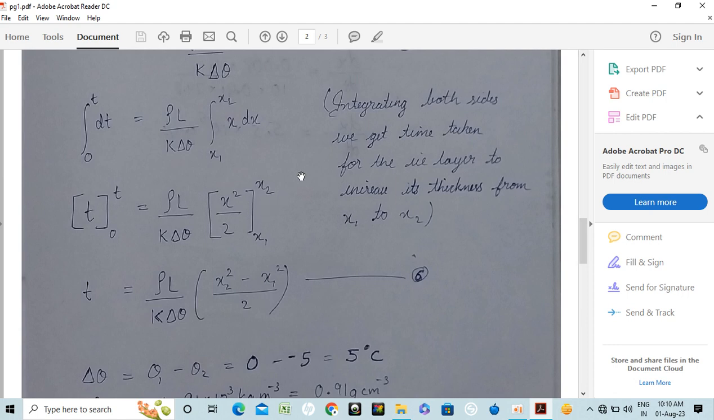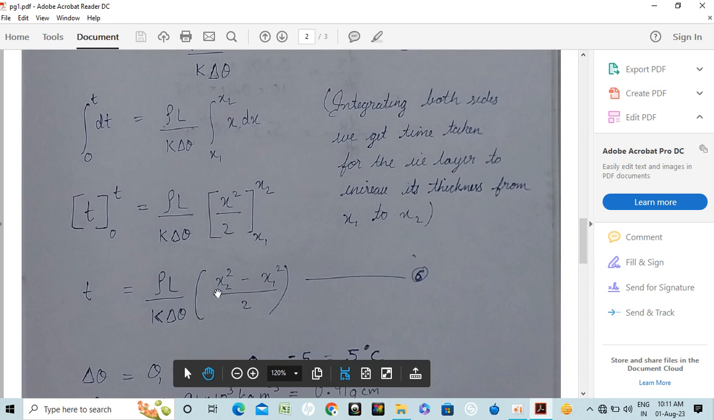Now why are we integrating in this step? Integrating both sides, we get the time taken for the ice layer to increase its thickness from x1 to x2. We have to find how long. The question was how long will it take the ice layer to increase its thickness from 10 centimeters to 10.1 centimeters. 10 centimeters is our x1 and 10.1 centimeters is our x2. So we have found the equation T is equal to rho L by K delta theta into x2 square minus x1 square by 2. This is our sixth equation.